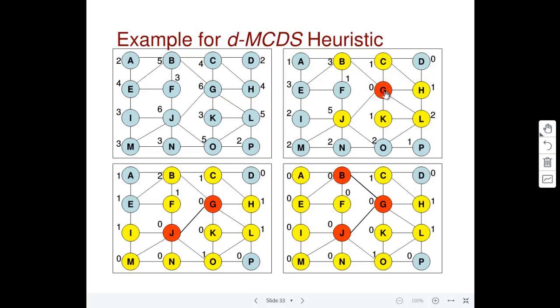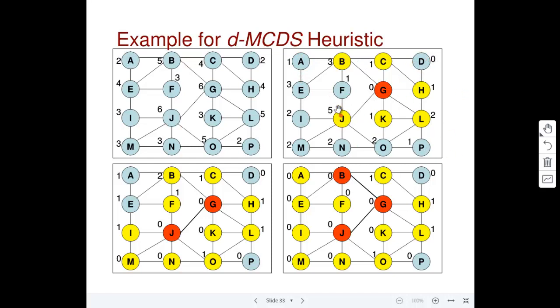I color G in orange and color its 6 neighbors in yellow. Now those 6 neighbors are covered. G has no more uncovered neighbors, that's why I indicate 0. We now have to recompute the number of uncovered neighbors for every vertex, which could change. For example, A had 2 uncovered neighbors before, now A has only 1 uncovered neighbor, which is E. B had 5 uncovered neighbors before, but now B has only 3, and so on. So you have to determine the number of uncovered neighbors for every vertex.